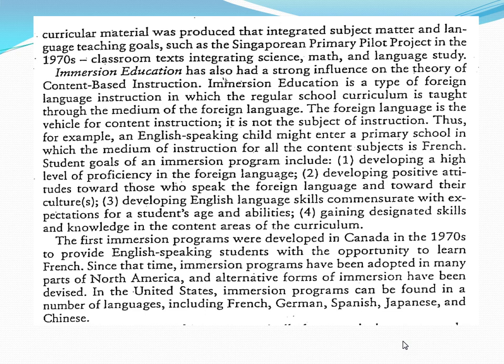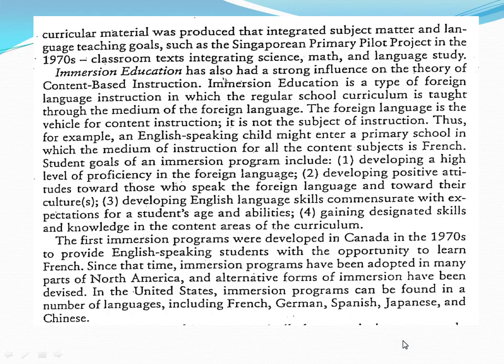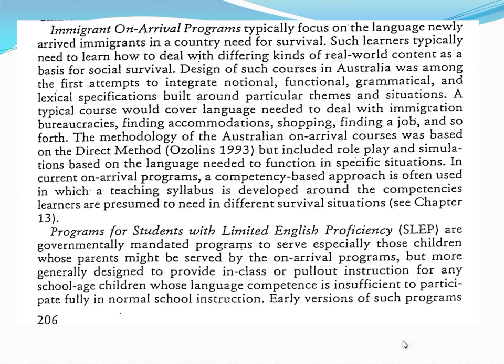And the first immersion program was developed in Canada in 1970, in the 1970s, to provide English-speaking students with the opportunity to learn French, German and other languages. Okay, so another program that can be called CBI is the Immigrant on Arrival programs.